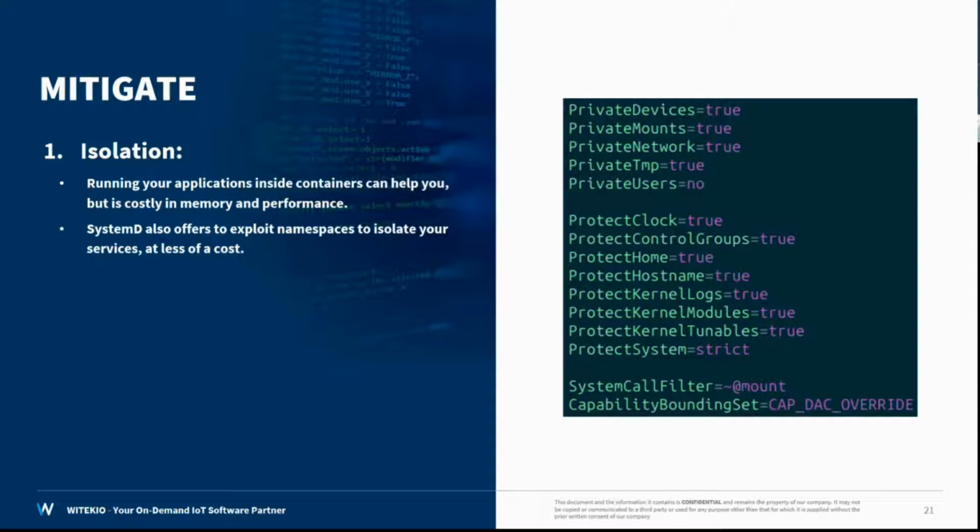The first group is to dedicate a namespace for devices, for mounts, for network, etc., to a given systemd unit. The second group allows you to make those facilities read-only for the unit, be them private or not. And then you have other useful settings which allow you to filter system calls and to bound the set of capabilities offered to your service if it doesn't execute as root.